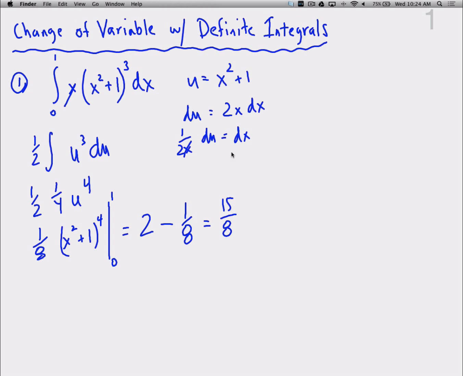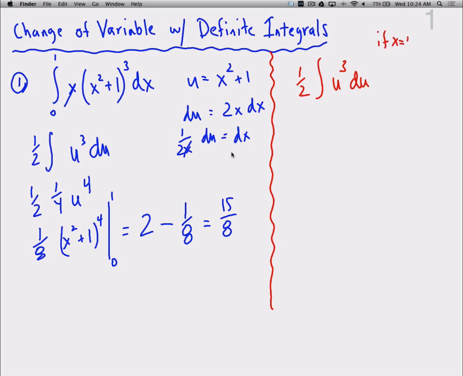Okay, now the second method does the exact same thing, but when I get to this second step, 1/2 times the integral of u cubed du, over here on the side I'm going to do a quick calculation.